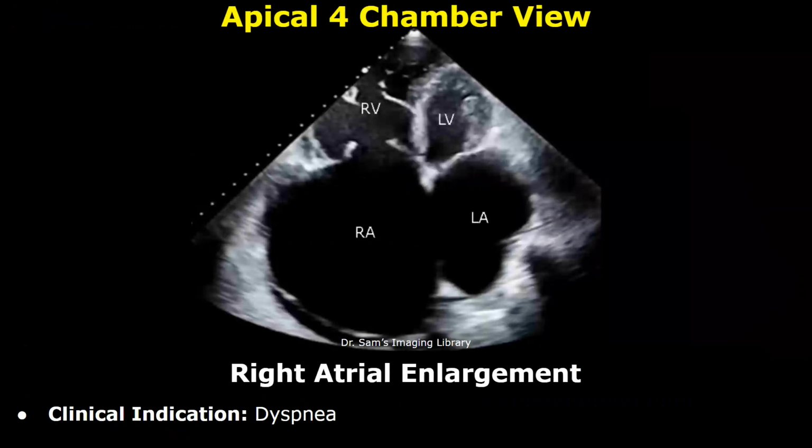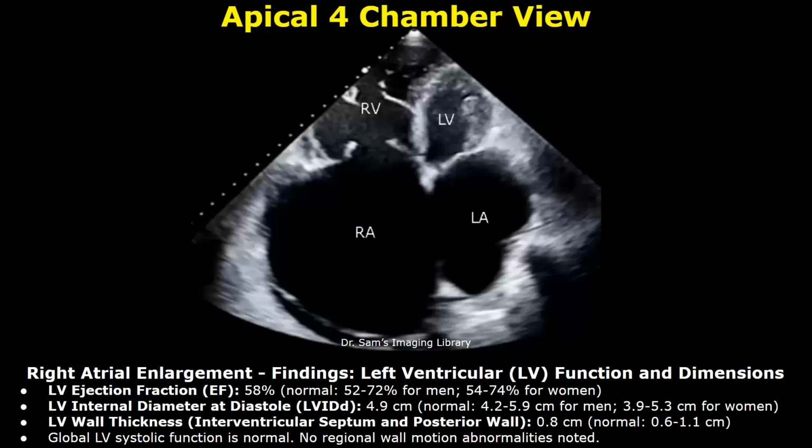Here we have the first cardiac pathology, right atrial enlargement. The clinical indication is dyspnea. These are the findings of left ventricular function and dimensions. LV ejection fraction 58%, which is in normal range. LV internal diameter at diastole is 4.9 centimeters, which is also within normal range.